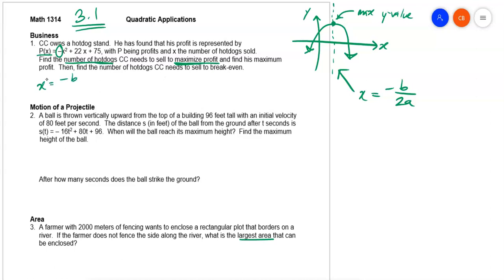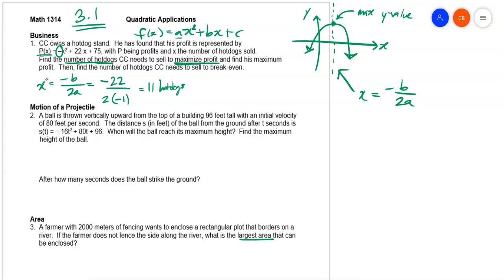It's going to go like negative b over 2a. Let me write down the standard form again so you can remember it: ax squared plus bx plus c. The coefficient for the x term, that's the b, which is 22. So on the top we have negative 22. And on the bottom it's 2 times the a value, the coefficient for x squared, which in our case is this negative 1. So negative 22 over negative 2 becomes 11. And so he needs to sell 11 hot dogs to maximize his profits.